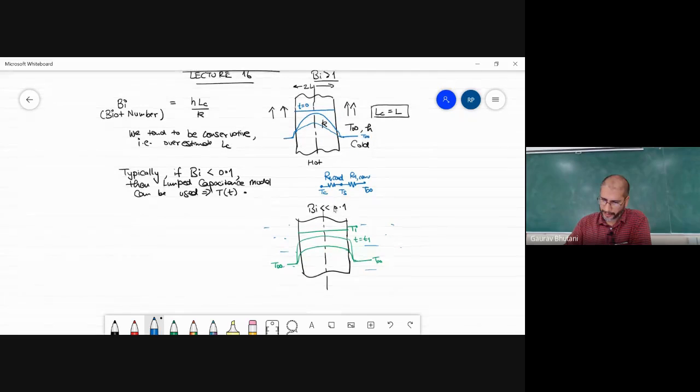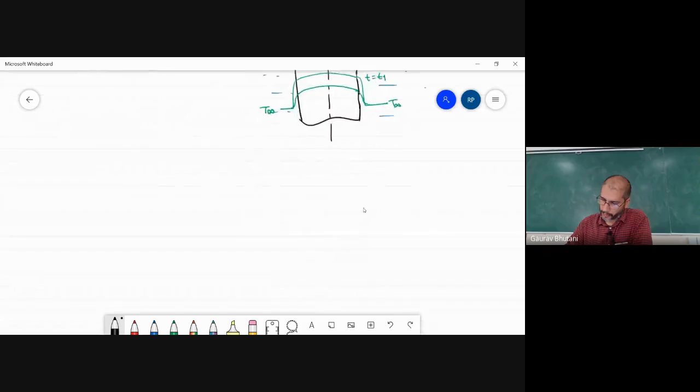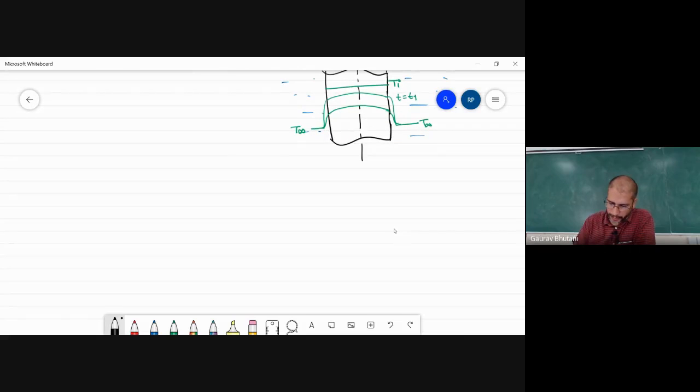Now, there's another way you estimate LC, the characteristic length for the Biot number, because it's extremely important to calculate the Biot number to be able to say whether you can use your lumped capacitance model or not. So this LC is also calculated as a ratio of the volume of the solid to the surface area, because sometimes you have arbitrary shaped bodies. So you can also estimate your LC as volume to surface area.